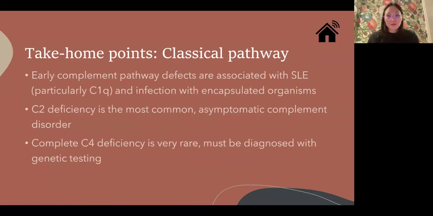So some take-home points. I know this is a long lecture with a lot of different parts, but I'll try to pause and see what the takeaways are here. In early complement defects, you should know that these are associated with lupus, and all of them can have infections with encapsulated organisms. C2 deficiency is actually very common, and a lot of these patients are asymptomatic.